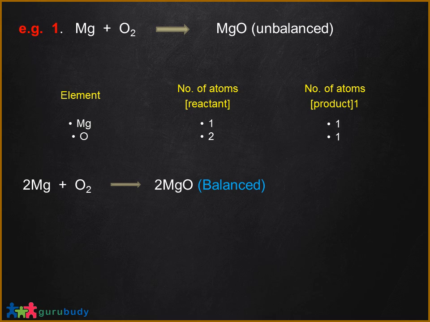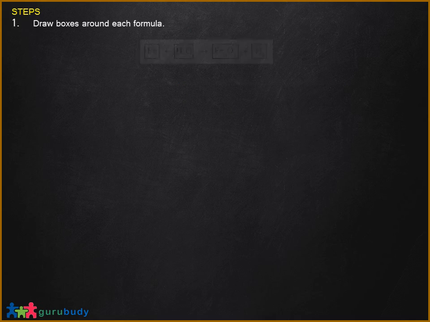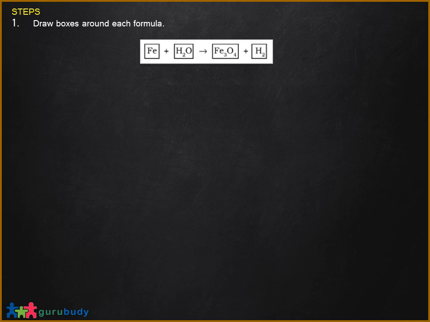But there are complicated equations in which you have bigger molecules, more atoms, a lot of products, and then it would be a nightmare to balance by hit and trial. So there is a more systematic approach. The first step in that systematic approach is to draw boxes around each of the formulas in the equation. In this systematic approach, we will see an example of iron reacting with water. So first we draw a box around each and every formula.